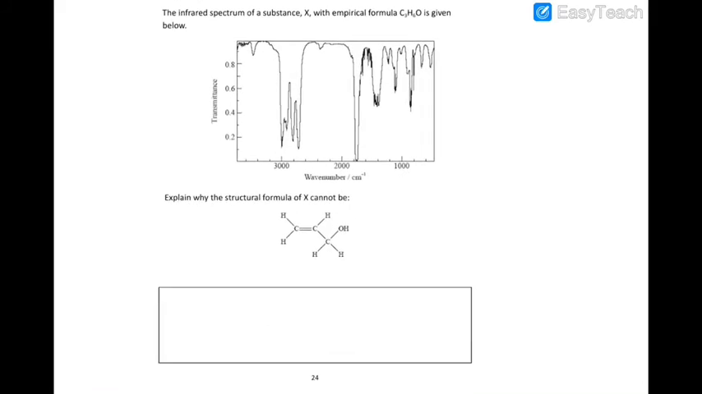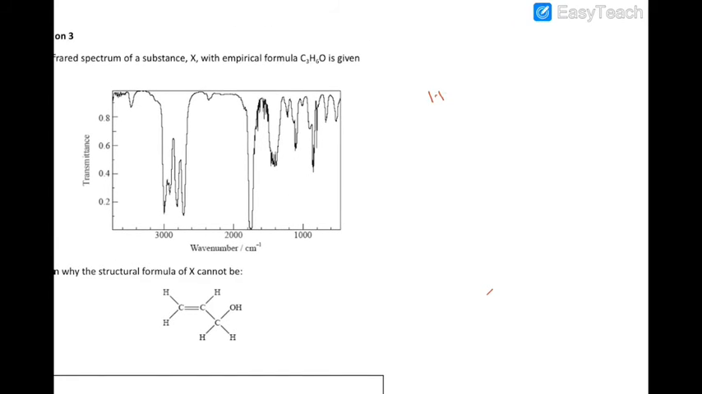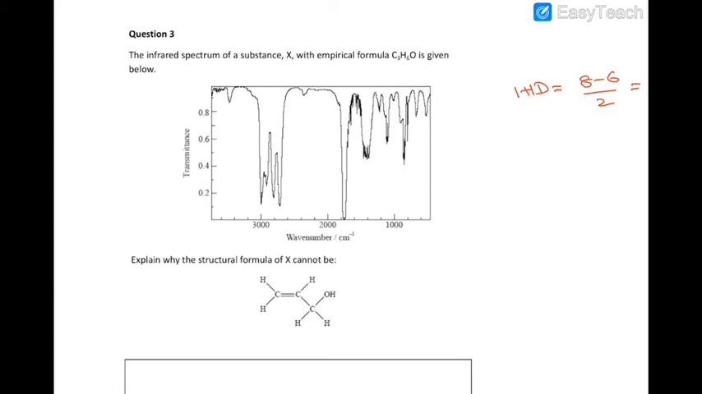Let's see another one. C3H6: the first thing we'll do is try to find the index of hydrogen deficiency. Whether the question asks you or not, it's good practice to find the IHD because it's going to help you figure out the structure. The question asks why it cannot be that molecule. If you look at this molecule, it's suggesting the presence of OH. But when you look at the IR spectrum, you don't see that strong OH peak that should occur above 3000 cm-1. So it cannot be this molecule because there is no OH peak in the spectrum.